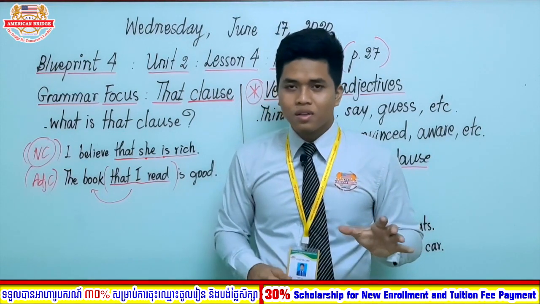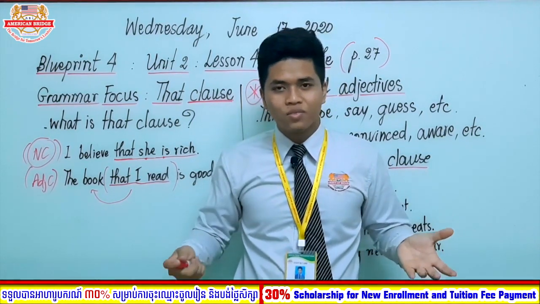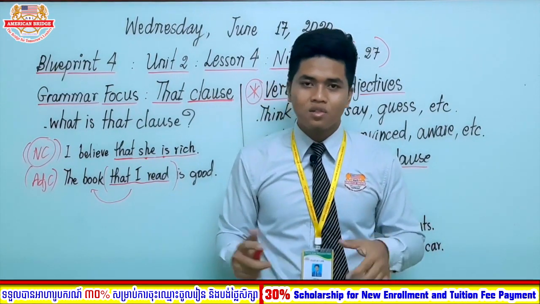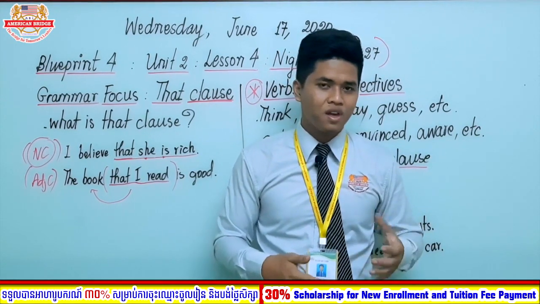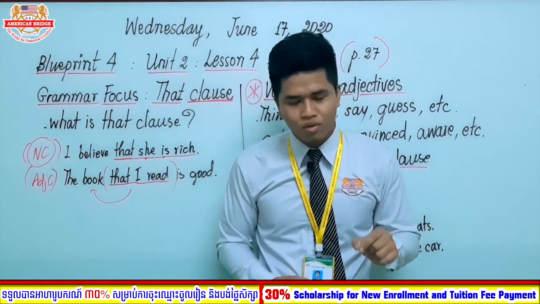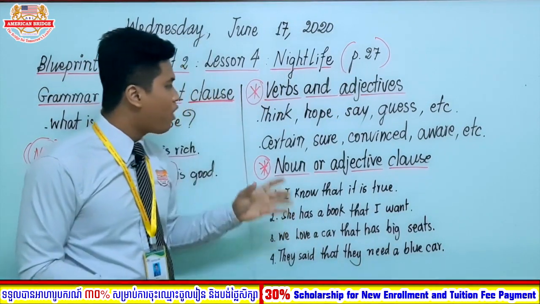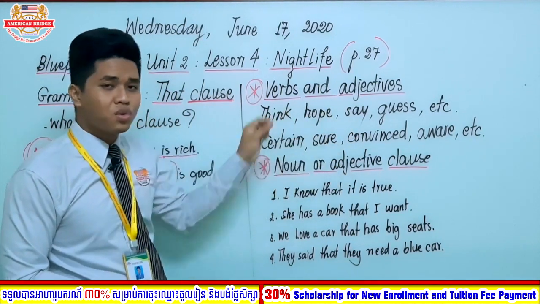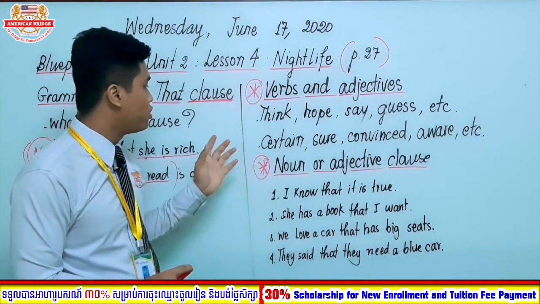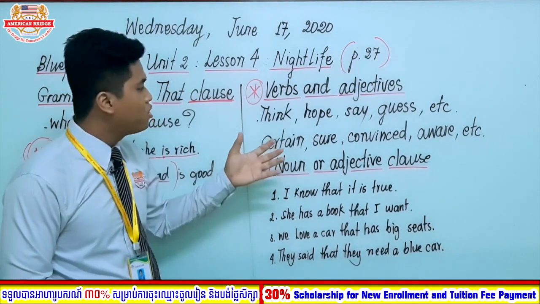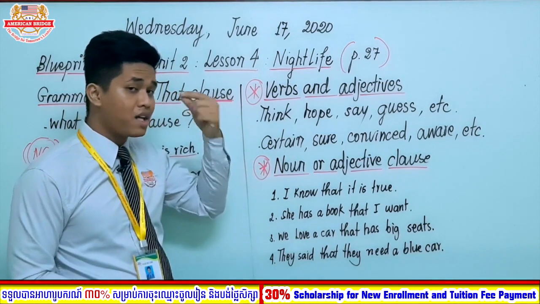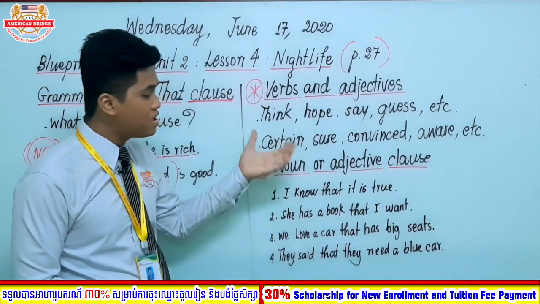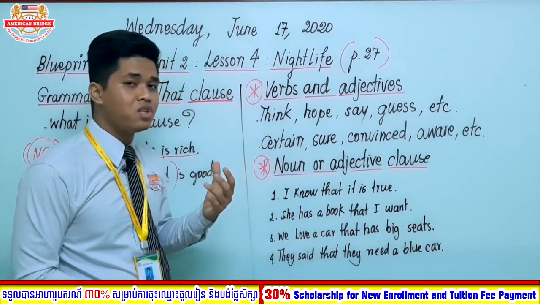A noun clause is used to talk about a noun. It functions as a noun in the sentence. So what verbs and what adjectives can we use with a noun clause? If you look at the whiteboard here, these are some of the verbs and adjectives that you can use with that clause. Some verbs are about thought, about your idea, about prediction, or about certainty. So these are the verbs that you can use with that clause.